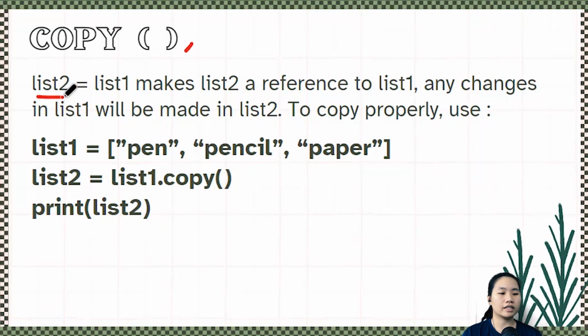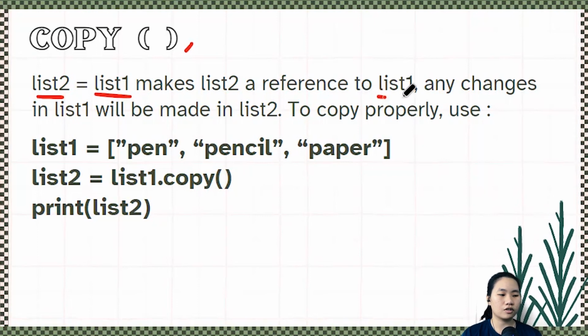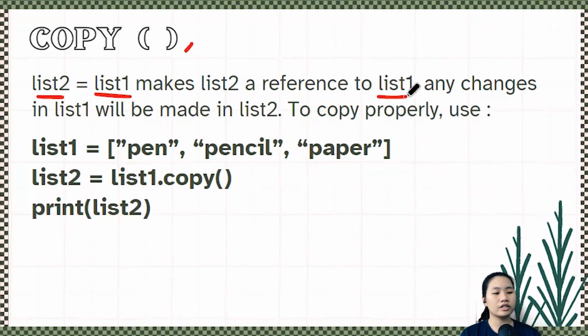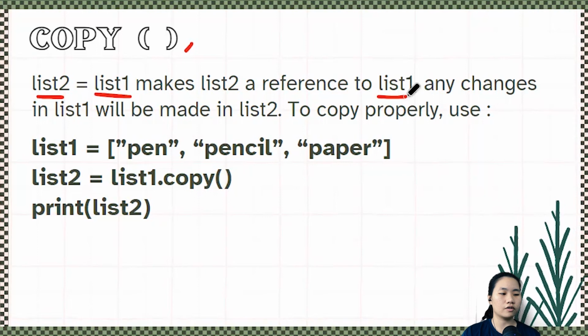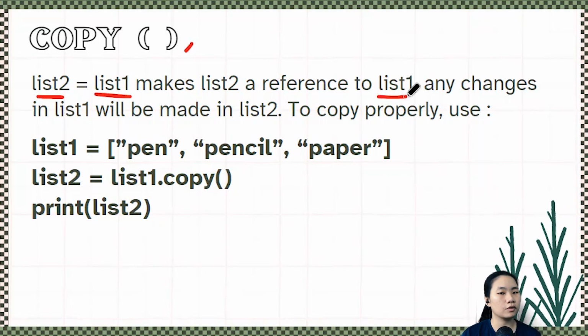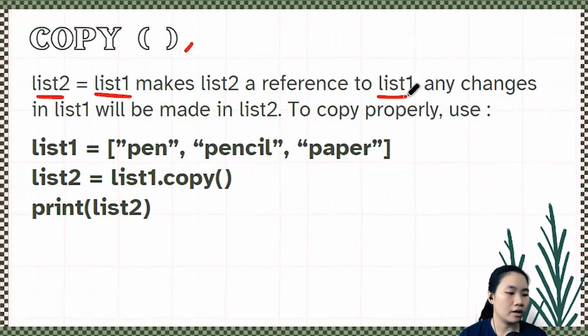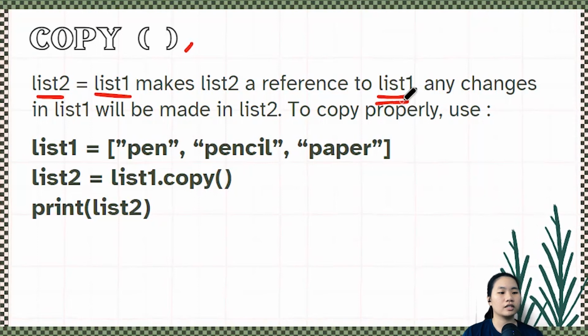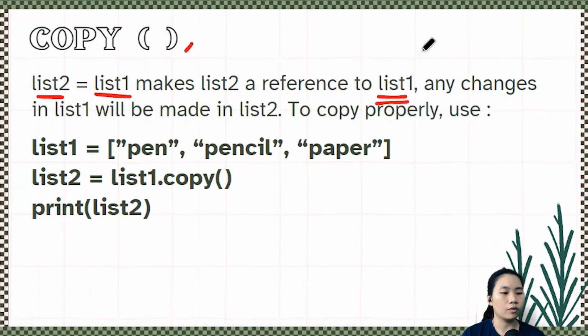If you write list2 equals list1, for example, list2 becomes attached to list1. So any changes that list1 undergoes, list2 will also be changed. Sometimes we want that, sometimes we don't. That is not what copy does. What copy does is simply copy the elements within list1, okay? If you change list1, list2 will be the old list1.